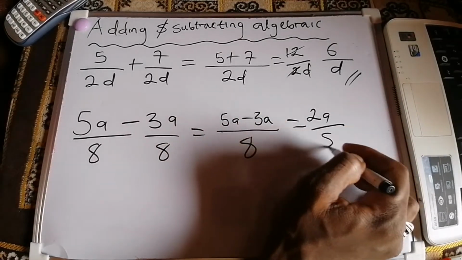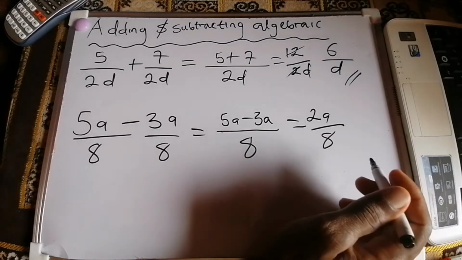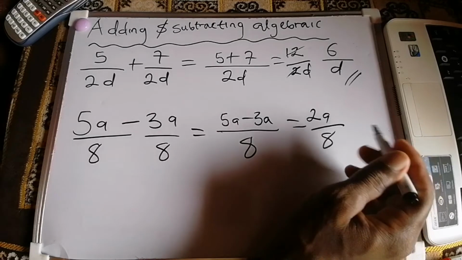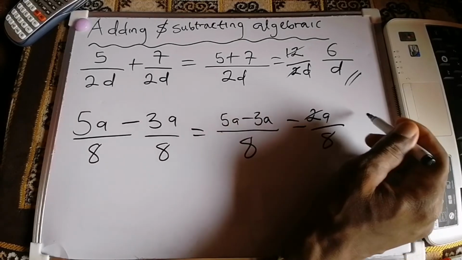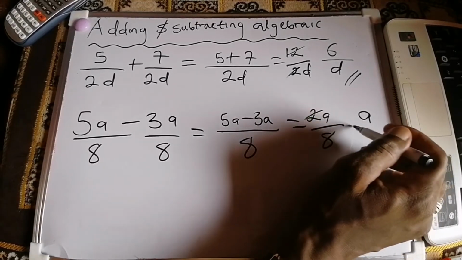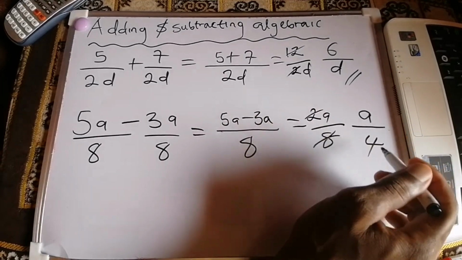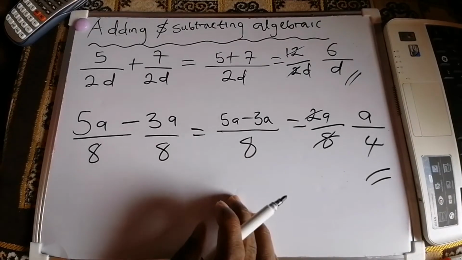divided by 8. Again, we are going to look for a number that will divide 2 and 8 without remainder. We are going to use 2. 2 here, cancel 2. We are left with a divided by 2 here, 4. So a over 4 is our final answer.